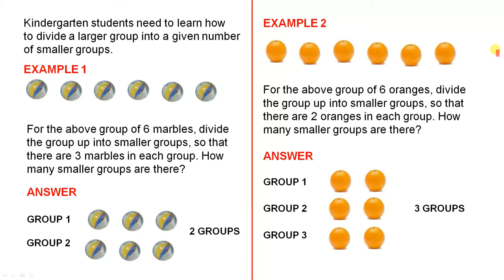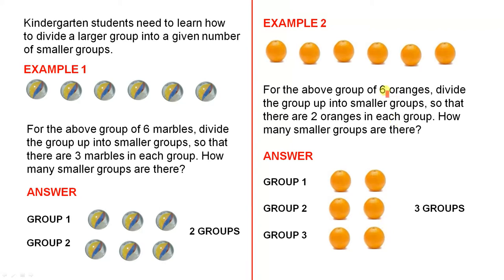Example 2. For the above group of 6 oranges, divide the group up into smaller groups so that there are 2 oranges in each group. How many smaller groups are there? So we have 2 oranges in each group.